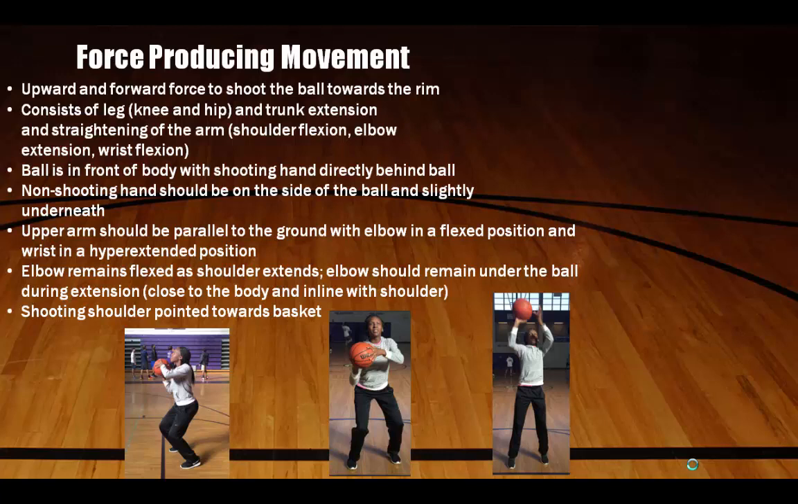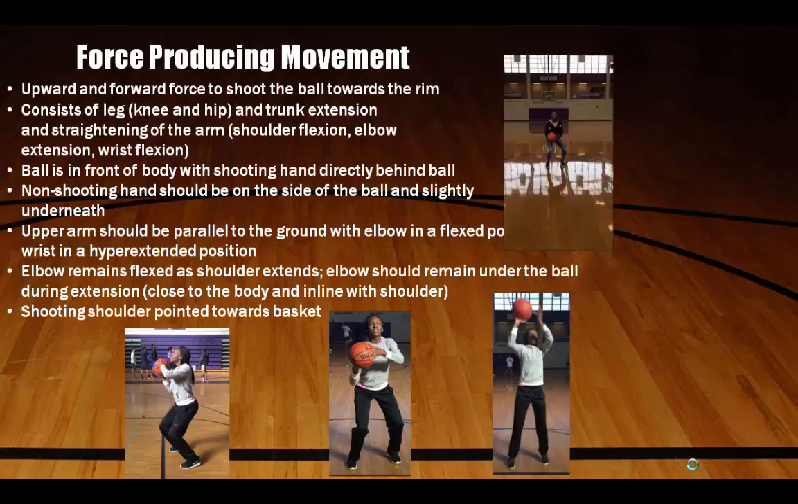The ball should remain in front of the body with the shooting hand directly behind the ball. The non-shooting hand should be on the side of the ball and slightly underneath. The upper arm should be parallel to the ground with the elbow in a flexed position and the wrist in hyperextension. The elbow remains flexed as the shoulder extends. The elbow should remain under the ball during extension, close to the body and in line with the shoulder. The shooting shoulder should be pointed towards the basket.